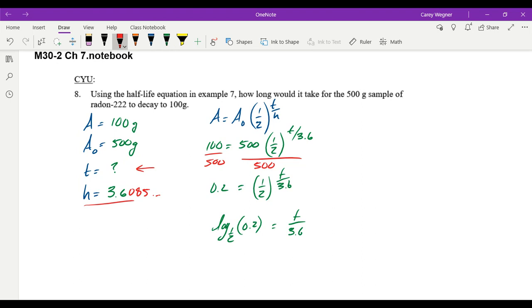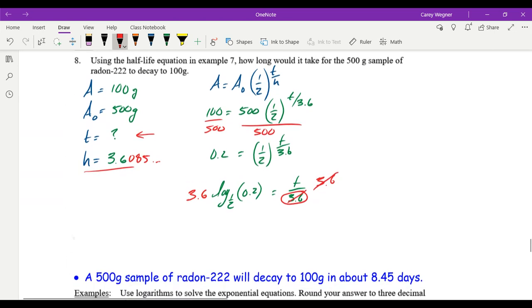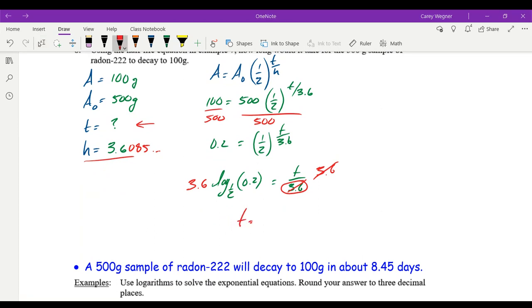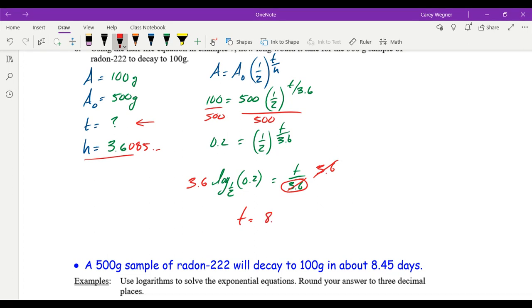Now this time, a little bit simpler because I want to solve for what's in the numerator. I can get rid of that denominator, multiplying both sides by 3.6. On the right, they'll cancel out. And on the left, I will get t is equal to 8.38.